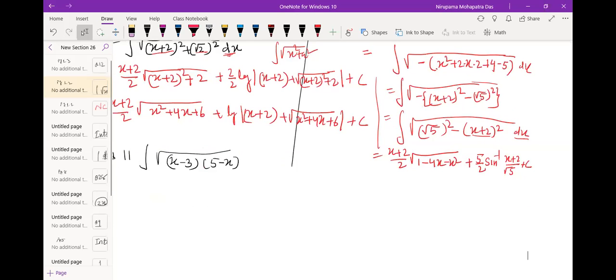Okay, our next question is question number 11 of NCERT textbook. Okay, now this, so here you say this is equal to integral of, see, x minus 3 into 5 minus x. So you can multiply this: 5x minus x square minus 3x.